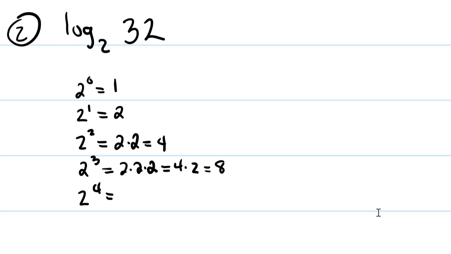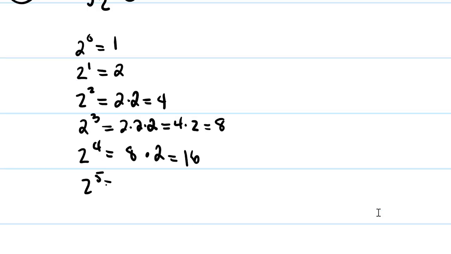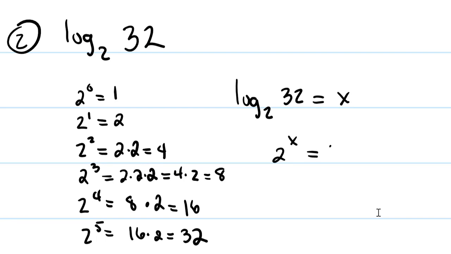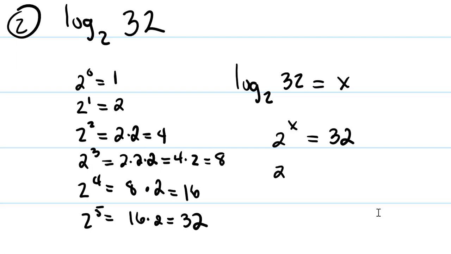So 2 to the fourth power is going to be my last answer, which was 8, times 1 more 2, which gives me 16. 2 to the fifth power is going to be 16 times 2, which gives me 32. Aha! So log base 2 of 32, if that's x, I could say 2 to the x power is 32. And I just figured out that 32 can be rewritten as 2 to the fifth power, which means my x value is going to be 5.